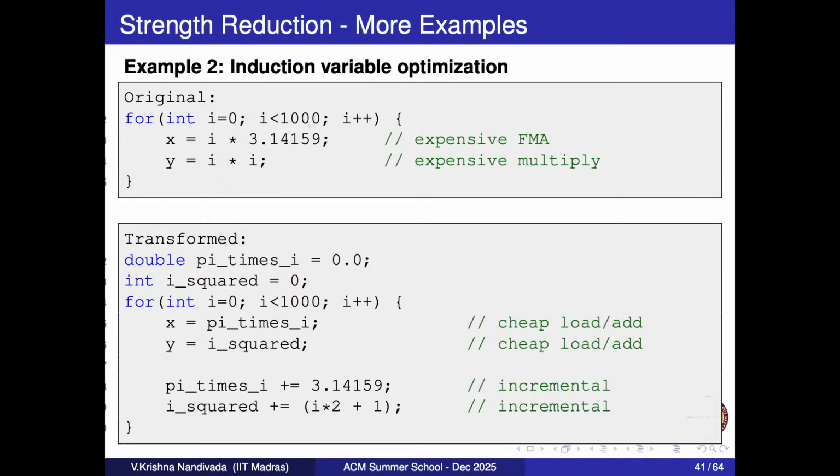Here is one more, very similar to what we did. X equal to I times pi, Y equal to I square. And there will be some uses of x and y. Don't say this is redundant, throw it away fully. Let's say there is some use of x and y. So what I can do, I can initialize pi times I equal to 0, the initial value. Similarly, I squared I will keep as the initial value. Then x equal to pi times I, incremented by this value.